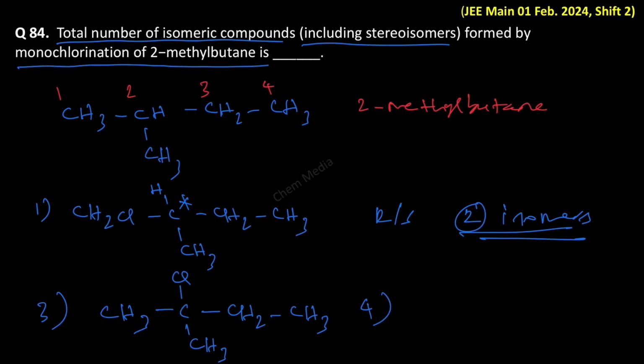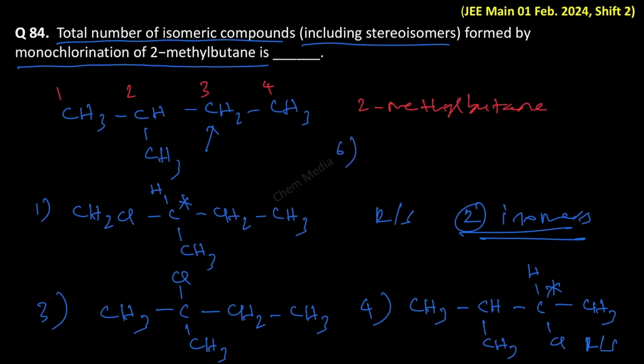And then number 4, let's do the substitution at number 3. So therefore CH3, CH, CH3, and then CHCl, CH3. Now this carbon atom becomes chiral because we have a hydrogen, we have a chlorine, we have a methyl group, and then an isopropyl group. So therefore R and S is possible here too. We once again have to count it as 2 isomers. So total 5.